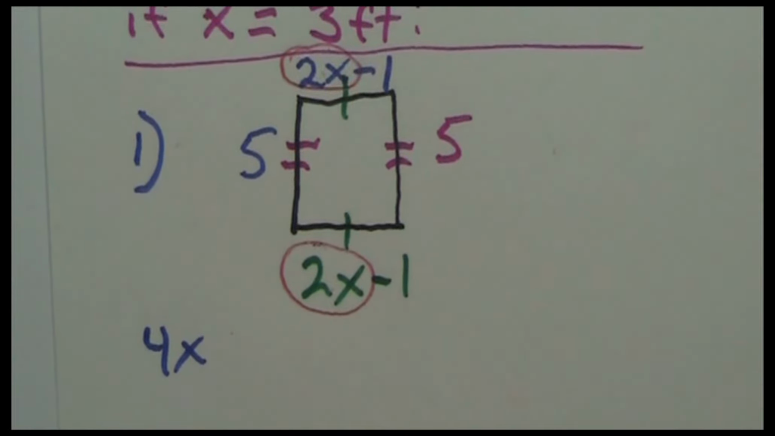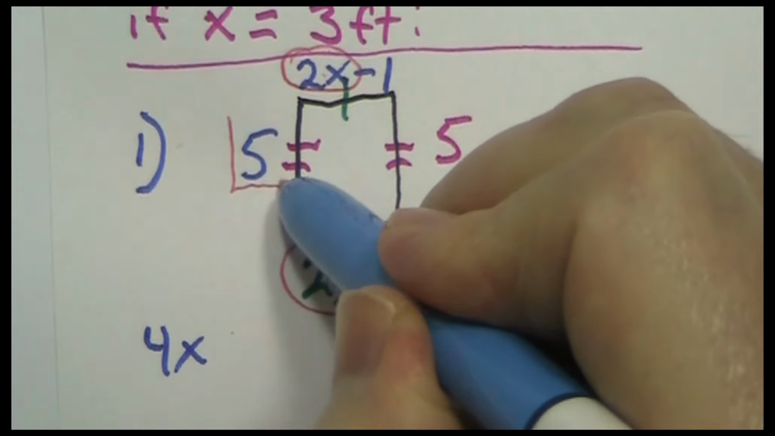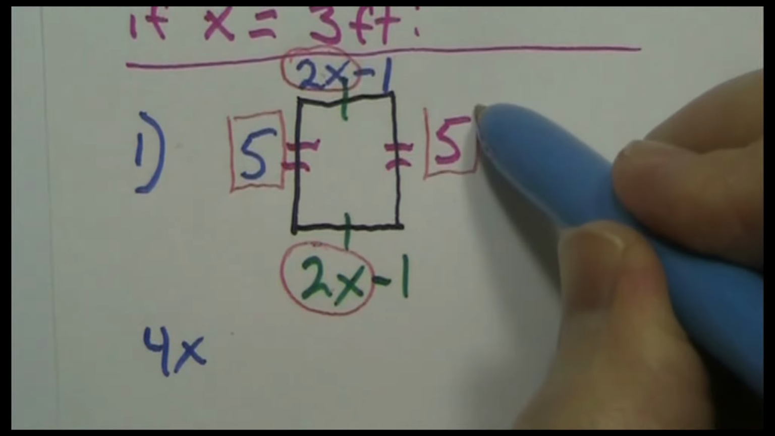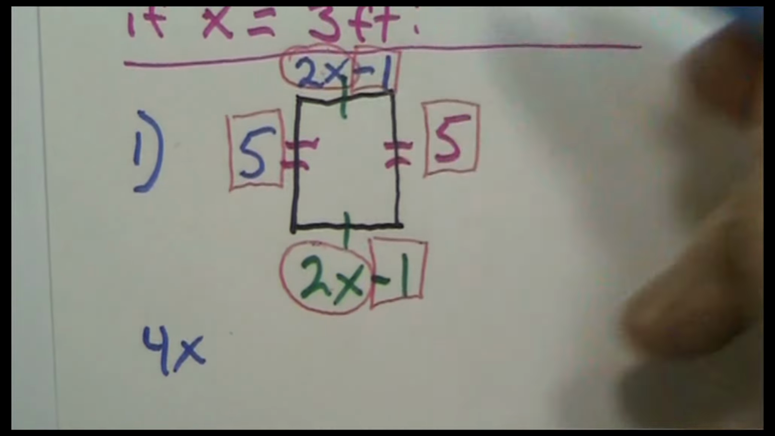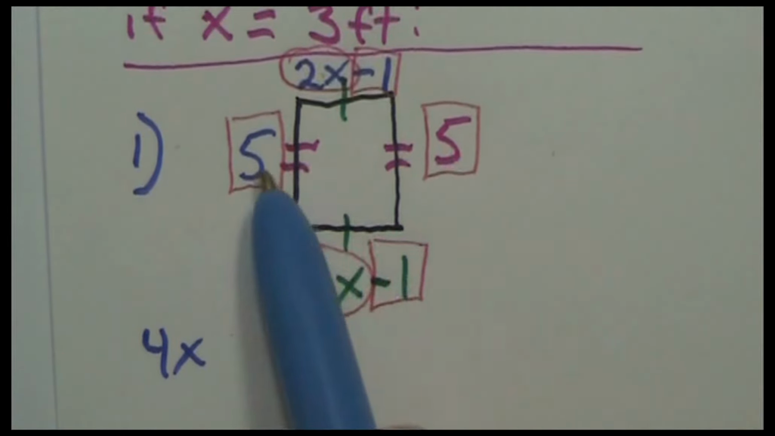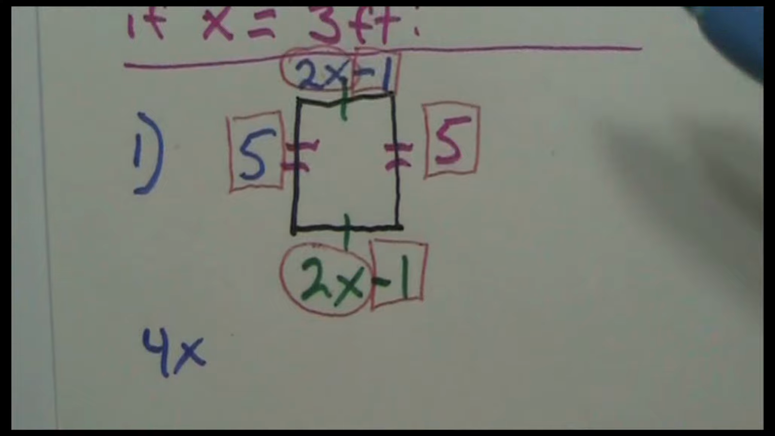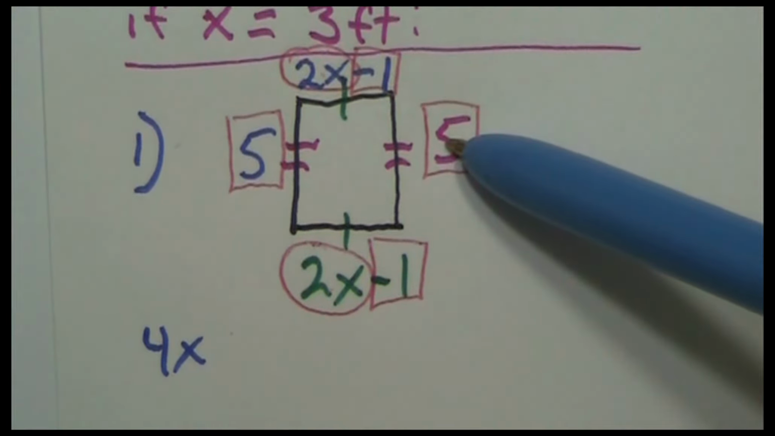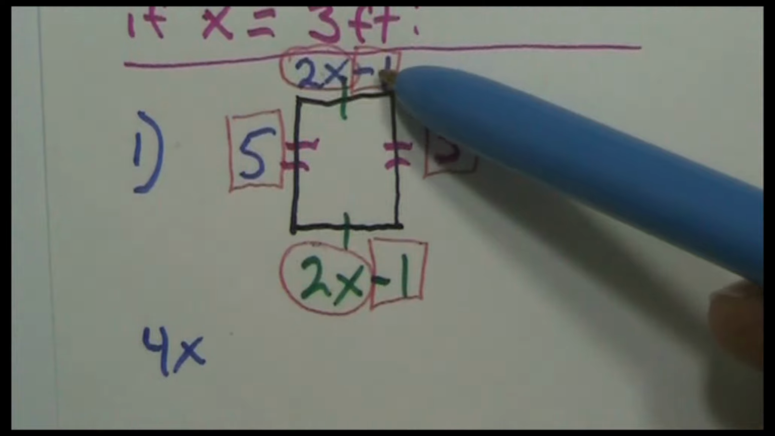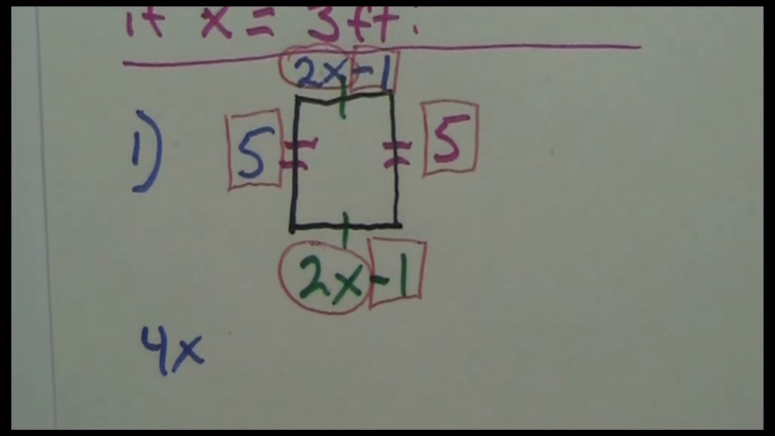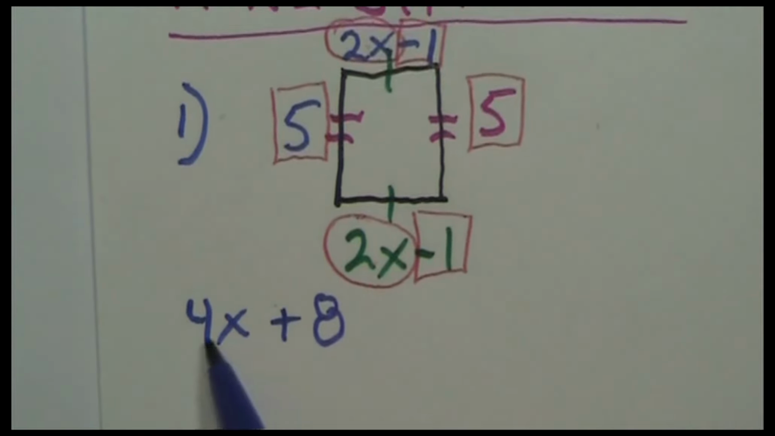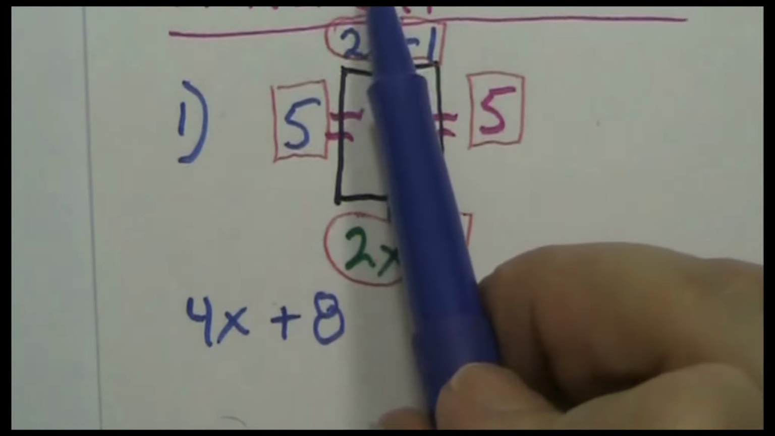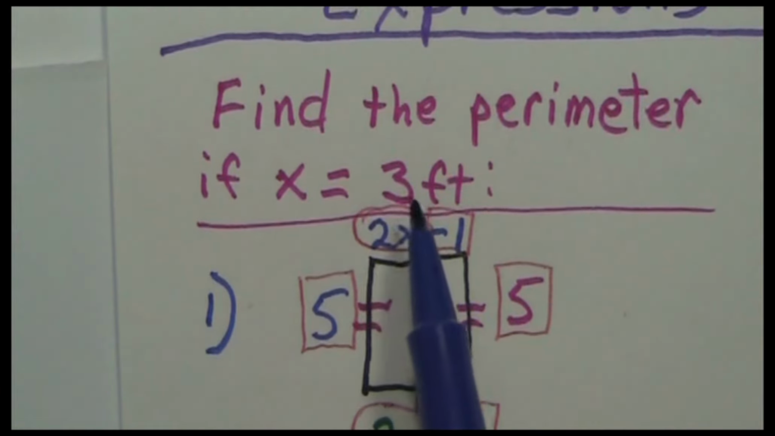Okay, then I have my constants. I'll just put boxes around those. I have a 5, a minus 1 or negative 1, and another minus 1, negative 1. So put all those constants together: 5 and 5 is 10, 10 minus 1 is 9, and 9 minus 1 is 8. It's positive 8. So that is the expression going all the way around, 4x plus 8. And the question is, find the perimeter if x is 3 feet.